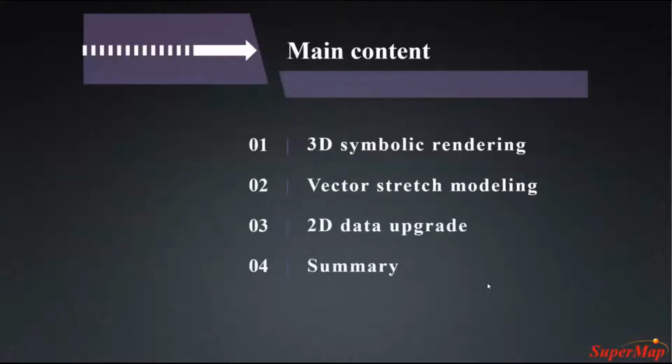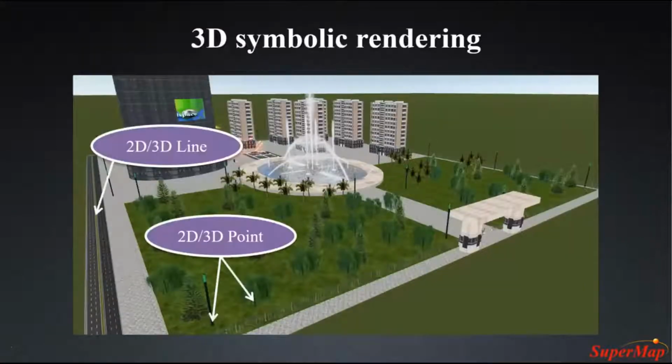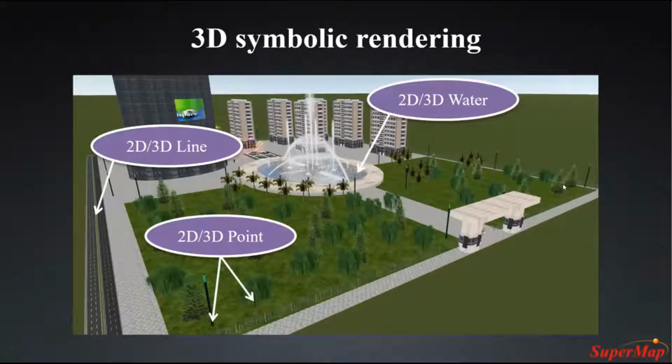Let's look at this method and do our exercise. First, let's look at 3D symbolic rendering. That is the simplest operation for rendering 2D data as 3D data. We use symbolic rendering, and regardless of whether the data itself has elevation, 2D and 3D points, lines, and polygons can be rendered in this way.